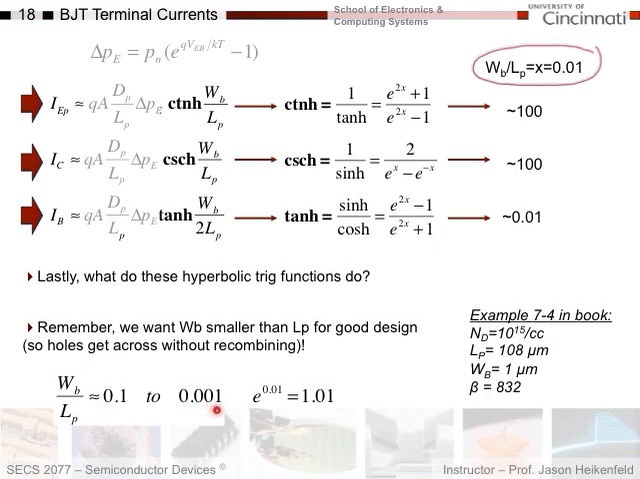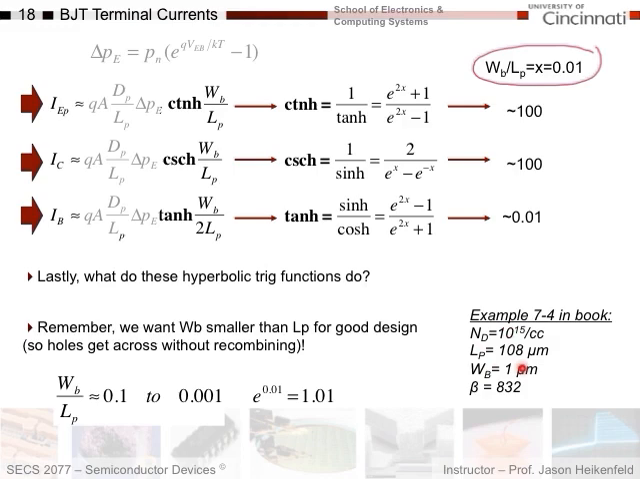And you can remember, one simple way to remember this is if I have e to the 0.01, that's equal to 1.01. And here's some examples from the book. If I have a base with 10 to the 15th, LP is 108 microns. Base width is 1 micron. I substitute these in just in the hyperbolic trig function portions, and I can calculate my amplification factor to be 832. Notice that to get amplification factor, all I need is to get the ratio of these terms, and so I could do it just with these values here and get my amplification factor for the BJT.